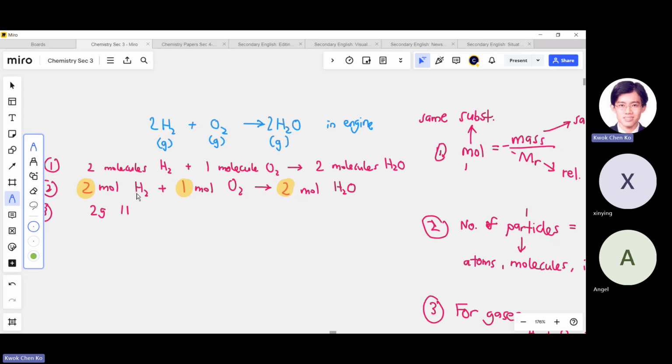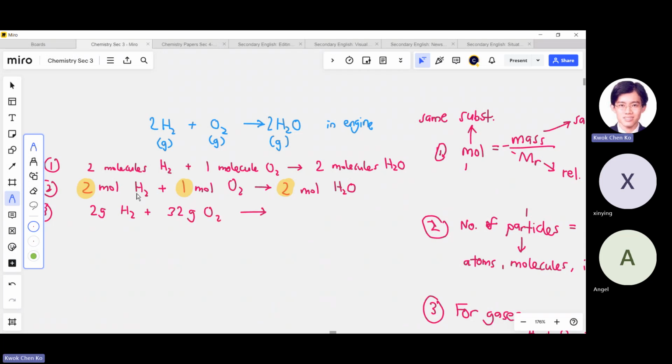2 grams of H2 react with 1 mole of O2. What's the mass of 1 mole of O2? Yes, 32. Just be careful. It's O2, so the mR needs you to take 2 multiplied by 16. 16 is the AR, which is found in the periodic table. So it's 32 grams. So basically 2 grams of H2 react with 32 grams of O2.